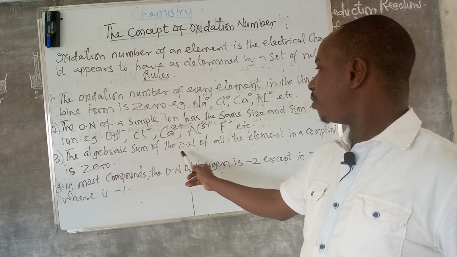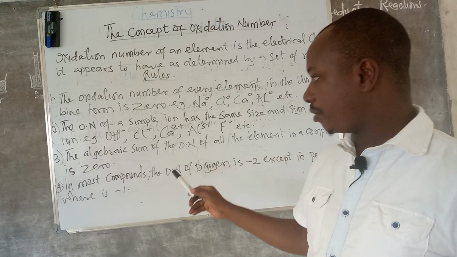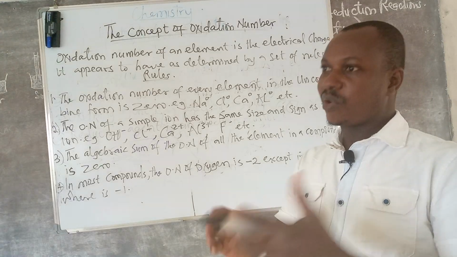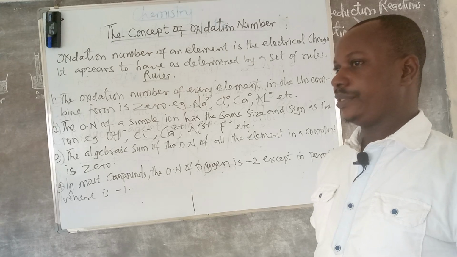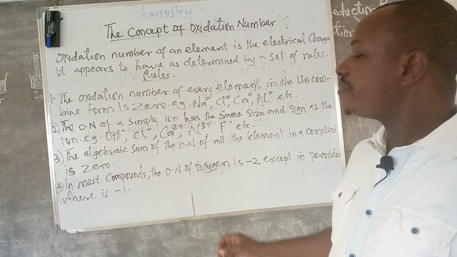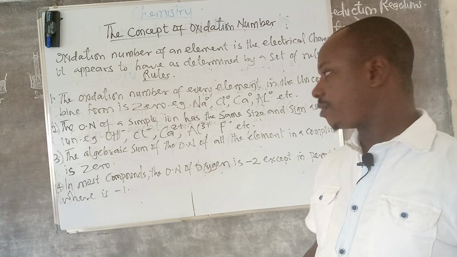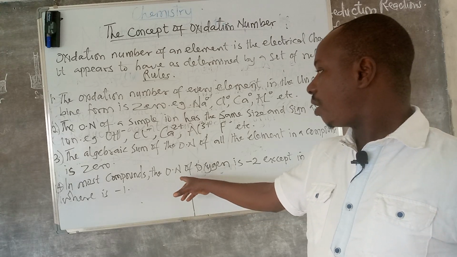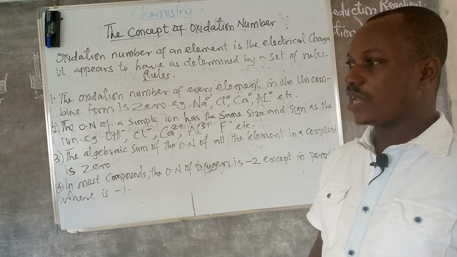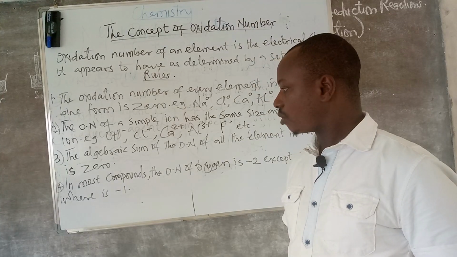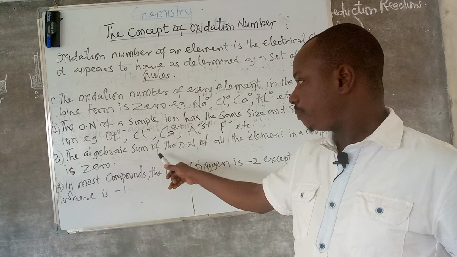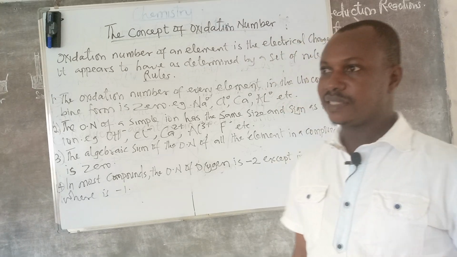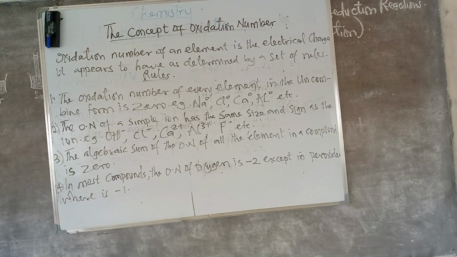Rule 3: The algebraic sum of the oxidation numbers of every element in a compound is 0, and you know that a compound is formed when elements combine together. So if you want to get the oxidation number of every element in a compound, the sum must be 0. I think we need to prove that. But before that, let's go to rule number 4. In most compounds, the oxidation number of oxygen is -2, except in peroxide, where it is -1. Let us prove rule 3 now.